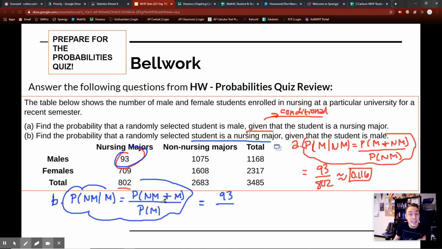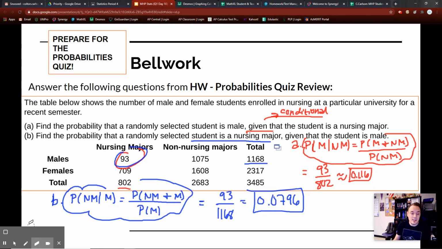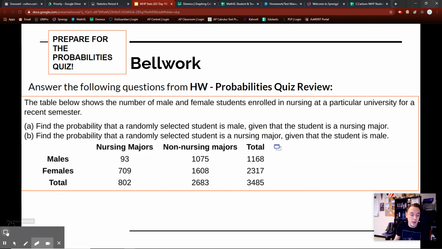Now, what's the new condition? The new condition is just males, right? So not 802, but 1,168. That's the total. So 1,168 is my condition. I simplify this to be 0.0796. Boom. Probably want 4 decimal places. I'm guessing that's probably what they'll want, 4 decimal places. All right. Now, that is that question. Let's erase. Make sure you get it down. You will definitely have a question like this on the quiz. Make sure you understand it.